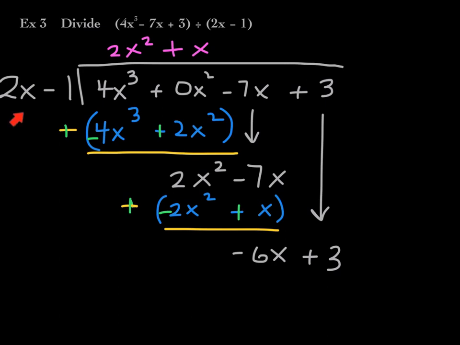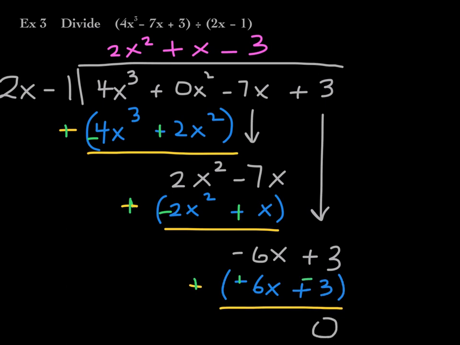2x times something gives me negative 6x. 2x times negative 3 gives me negative 6x. So that's what I'll write down here. And negative 1 times negative 3 gives me positive 3. I will subtract, distribute, and notice that your remainder is 0. That's very good. All right, so this is a cool example.